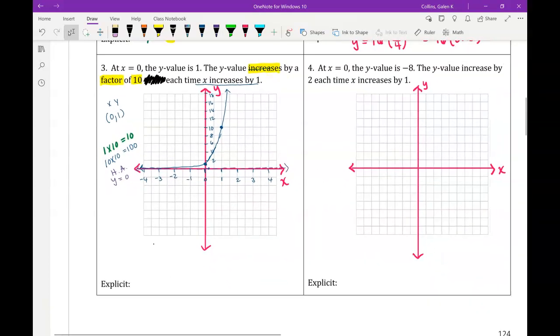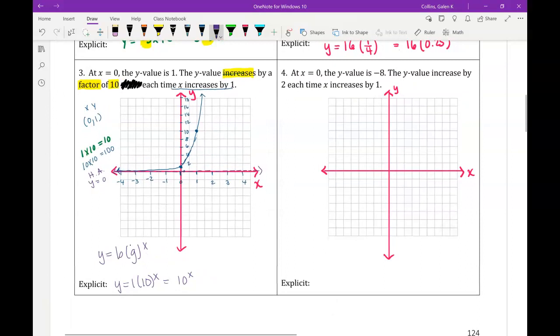We are then going to write our explicit equation. So again, in that form of b times g to the power of x. Well, if b is my y-intercept, and that is a 1, my growth factor was 10, I could just write my function as 10 to the power of x.